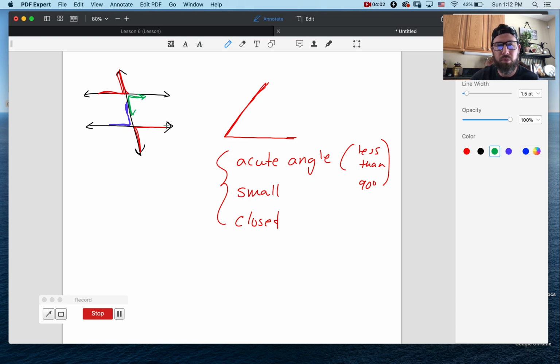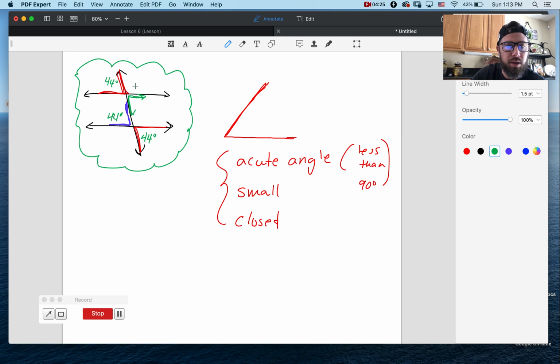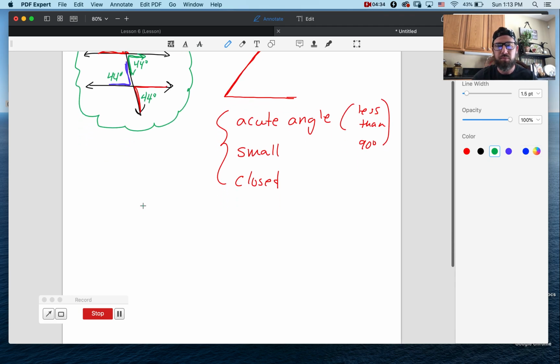Now, I'm just letting you know, these are all the same. All of your closed angles, your small angles, your acute angles are all going to be the same in regards to parallel lines cut by a transversal. They will all be the same. So if I told you this guy was 44 degrees, all the small angles are 44 degrees. This guy's 44 degrees, this guy's 44 degrees, and this guy right here is 44 degrees. They all are. That's a game changer for you kids just to know that.